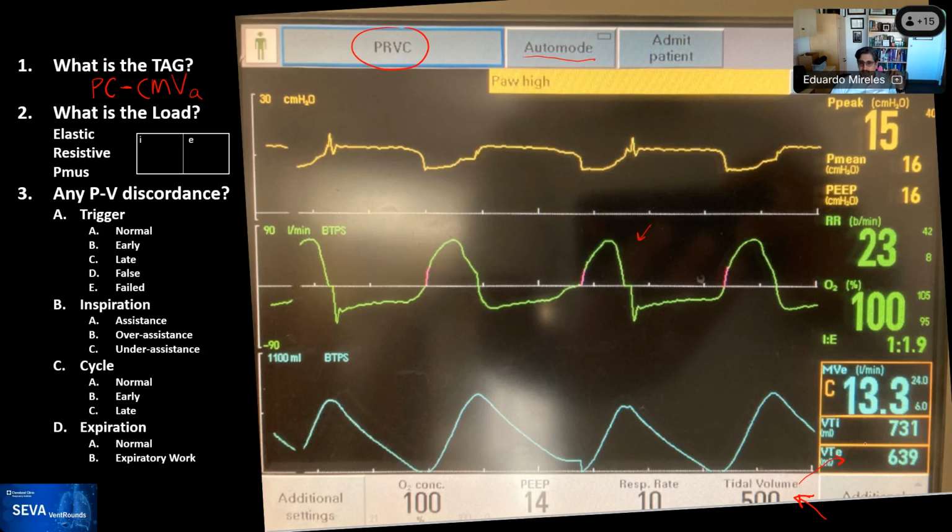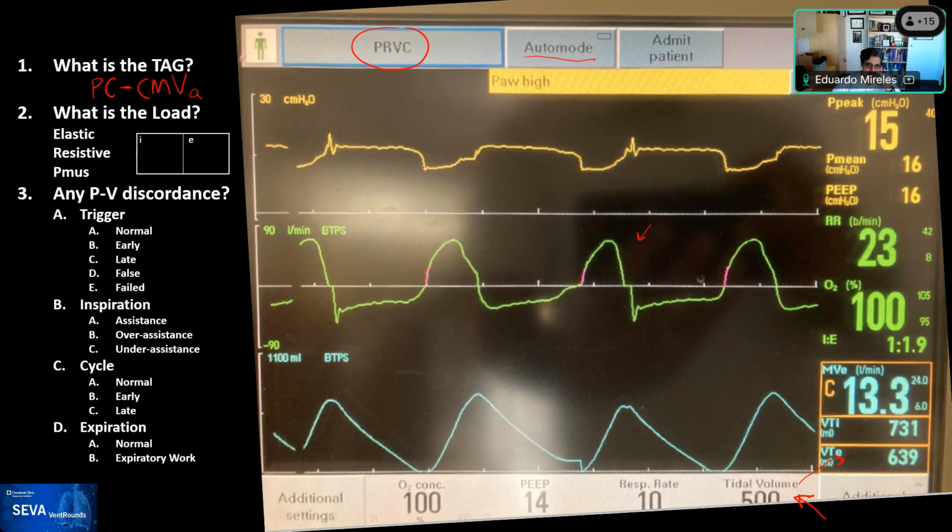So again, this is a target, and the machine will regulate the pressure up and down, not negatively, but up and down, to achieve the tidal volume that the patient wants. So that's what adaptive targeting means. And it behaves very similarly to volume control in that sense that as the PMOS increases, the P-vent will decrease in order to keep the tidal volume at goal.